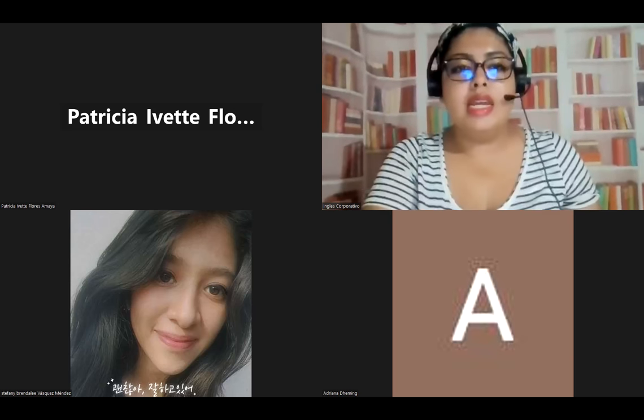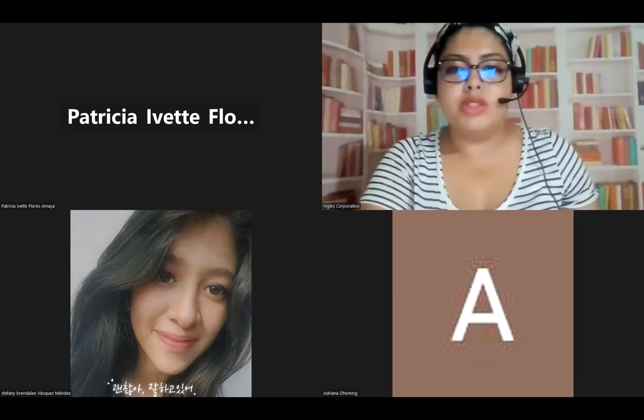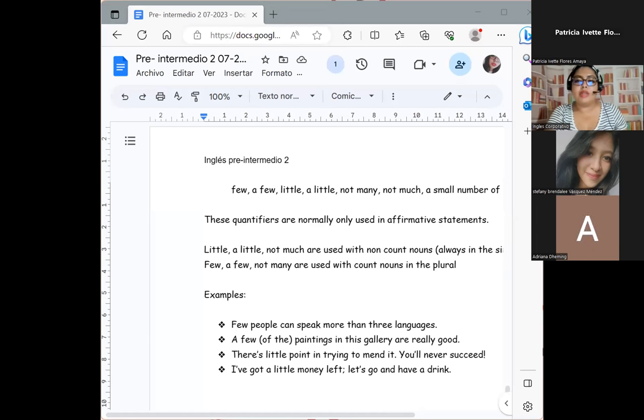As I was saying, we have the second part of this topic. We are going to talk about the recapitulation of the topic, in which we are going to have a table with the information, and then we are going to see a lot of examples related to this topic, with two kinds of examples. Then we are going to talk about the quantifiers with countable and uncountable nouns and some examples related to that information. It's kind of short information.